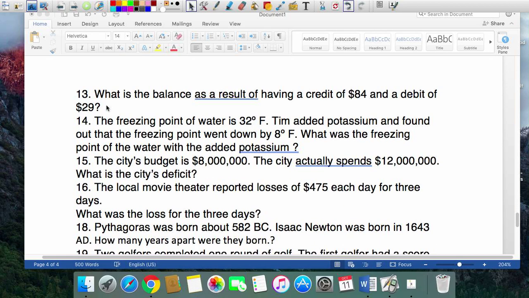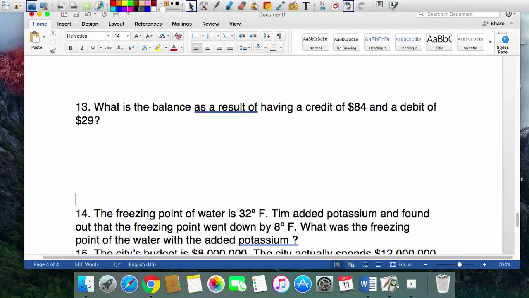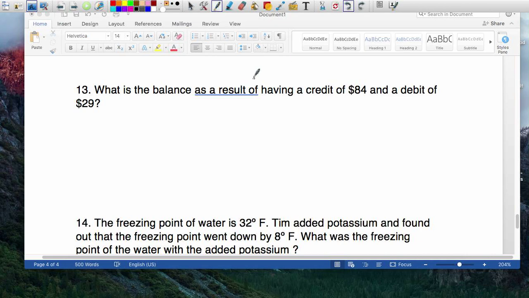13. What is the balance as a result of having a credit? Again, not too sure how many of you know what a credit or debit is, but a credit means a positive amount in your account, and a debit means when something has been taken out of your account. So if you have a credit of $84, it means you have money in your account. So something happened, you got a credit of $84, maybe you deposited $84, and then you went and spent $29. So how much do you have left over?